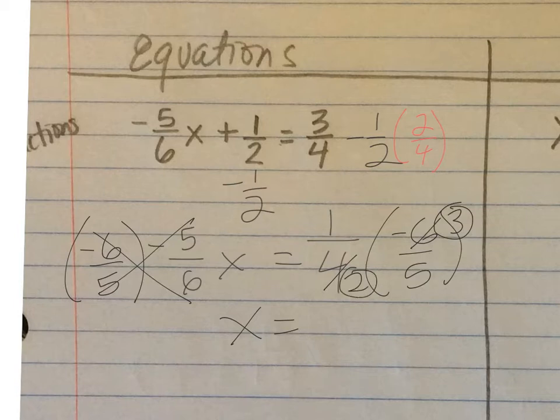And don't forget, this negative is still here. So when I multiply straight across, I have 3. And on the bottom, 2 times 5 gives me 10, and I still have that negative.